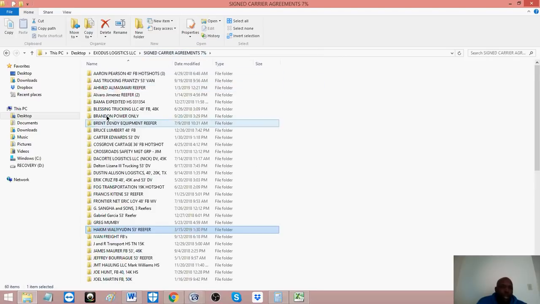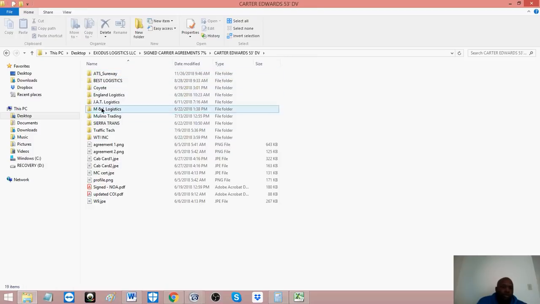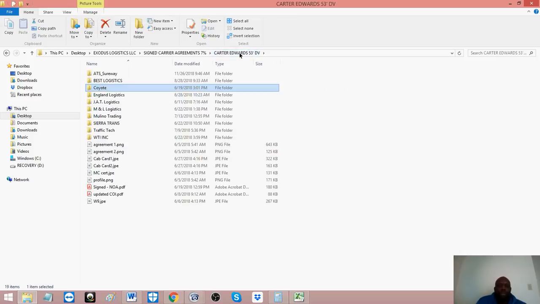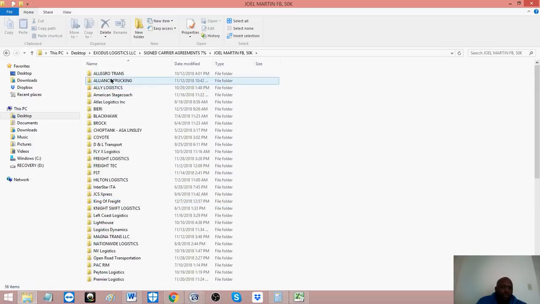That's just one example. So I can go to another carrier, and here are the broker subfolders for that carrier. Here's the carrier's information, his agreements, his cab card, his MC authority, his profile, his NOA form, his certificate of insurance, his W-9. So those are the documents in the folder of the carrier. And then the subfolders, again, are the brokerages that he ran loads for me for. And then here are the rate confirmations for that specific broker for that specific carrier. You see? The same again for another one.